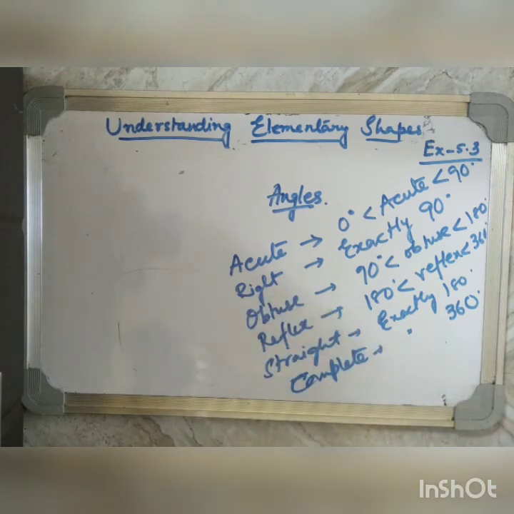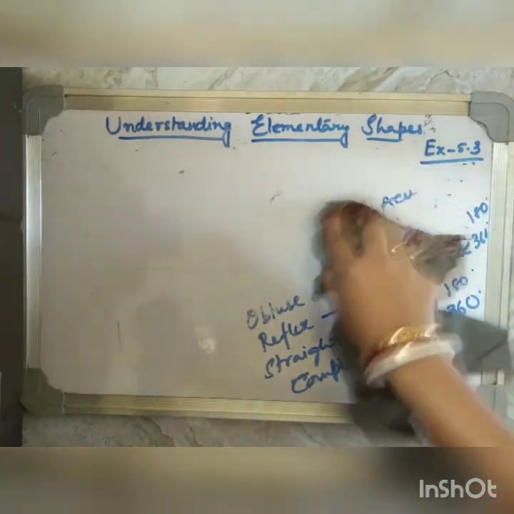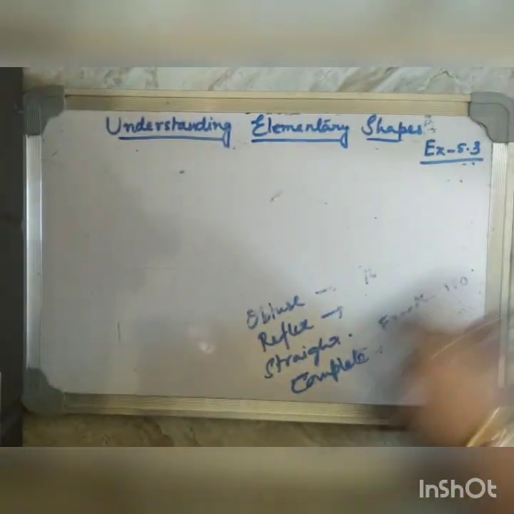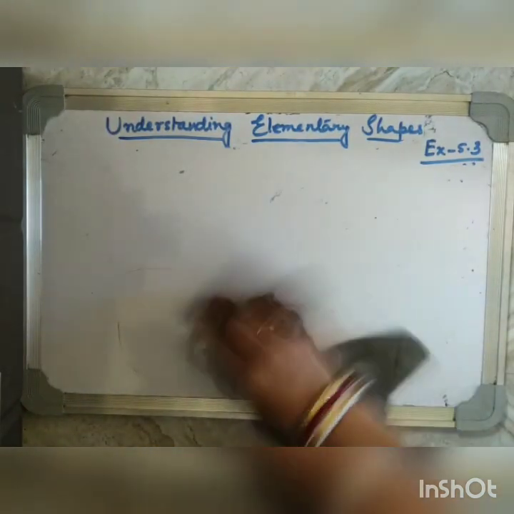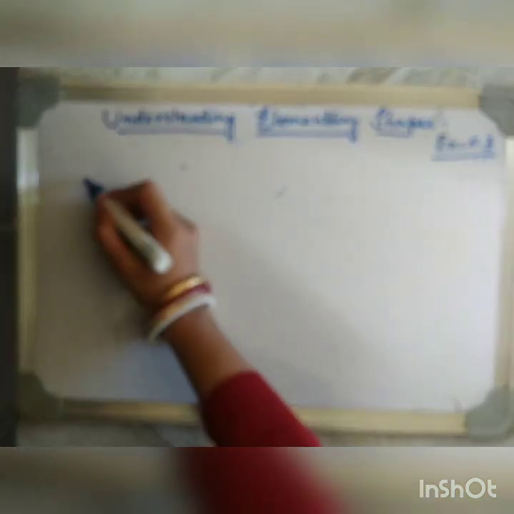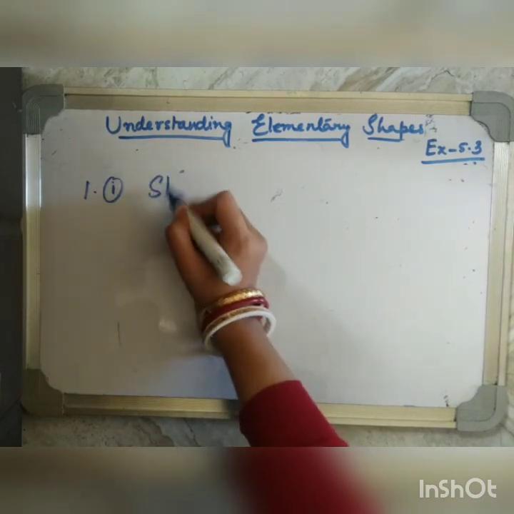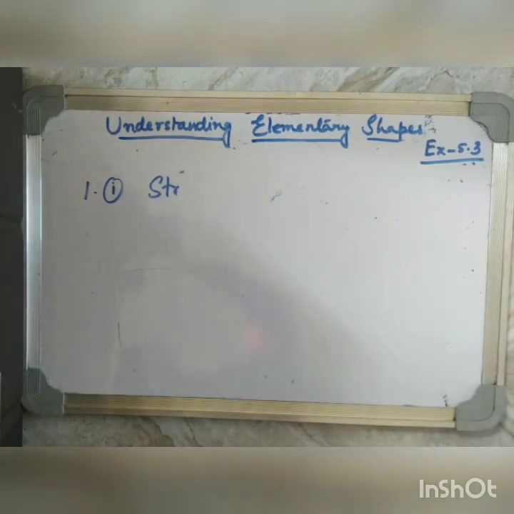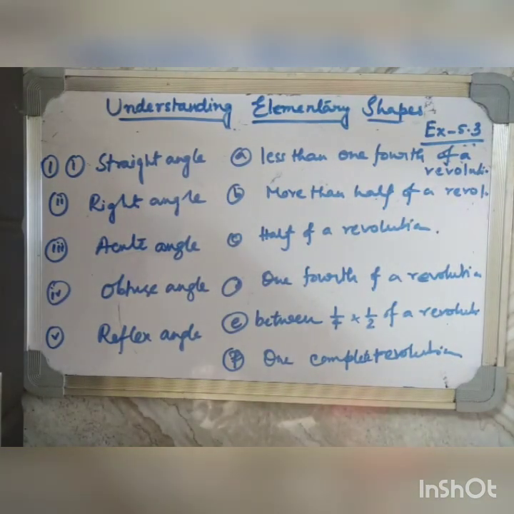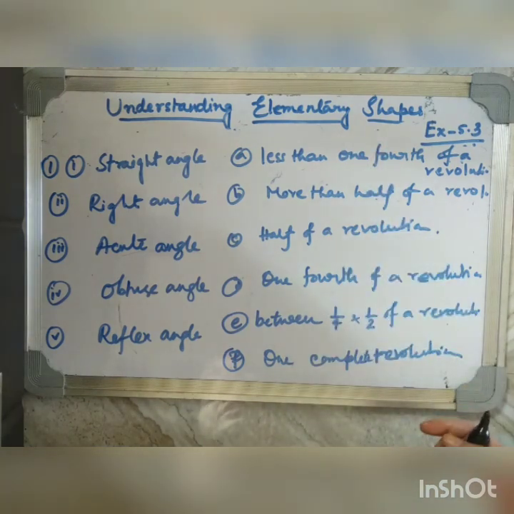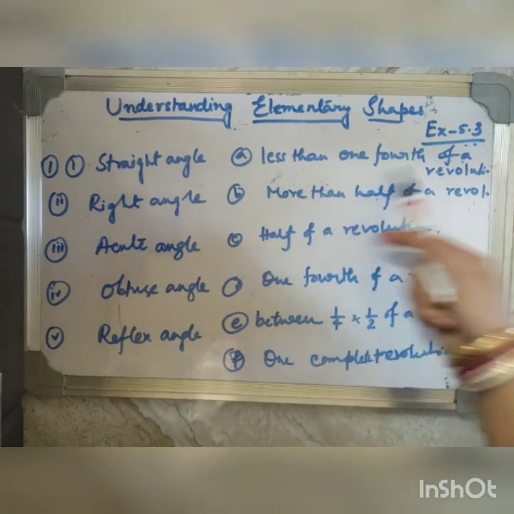Okay. Now see, here one chart is given where we have to match the two columns. How? In the first sum it is written straight angle. I am writing the question. Now this was the question: on the left side it is written straight angle, and we have to find the correct match for it from the right side. In the first option it is written less than 1/4 of a revolution.